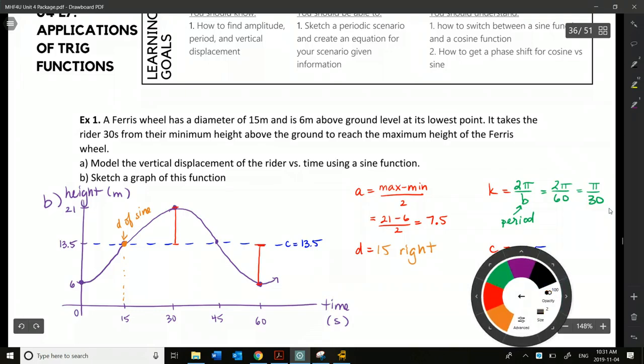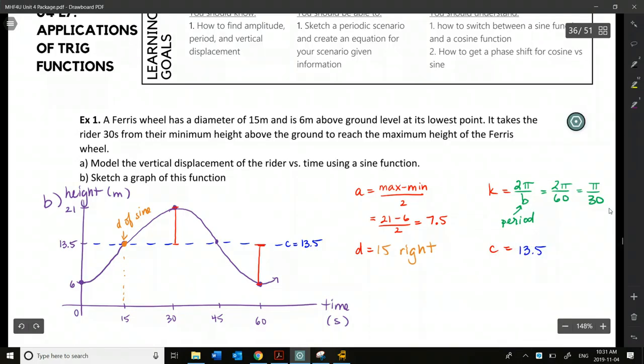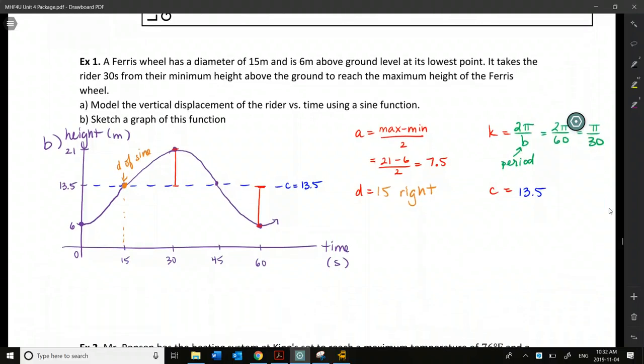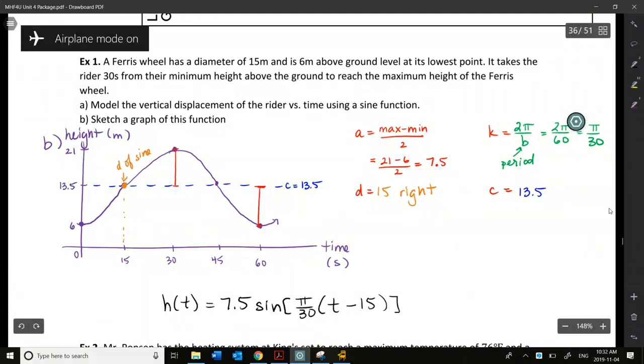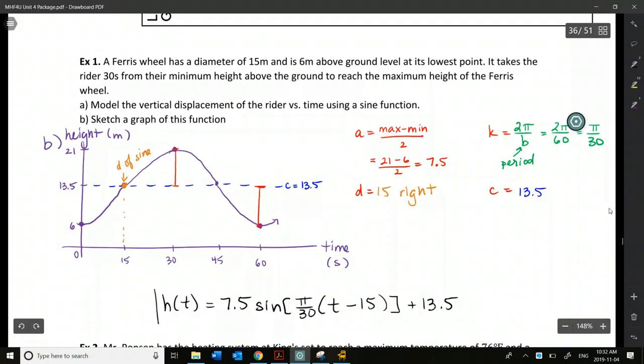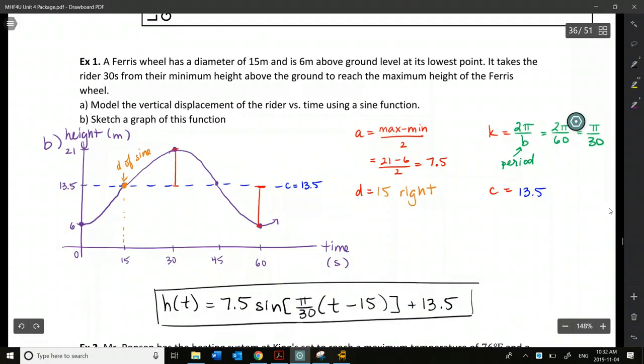And now we're just going to put this all into one equation here. So I'm going to use h of t for the name of my equation because it's height versus time. And our A value is 7.5. K is pi over 30. Our x here is being represented by t, so I'm going to use t instead of x in the bracket there. 15 to the right should look like minus 15 in your equation. And our midline is up 13.5. And there's our equation.